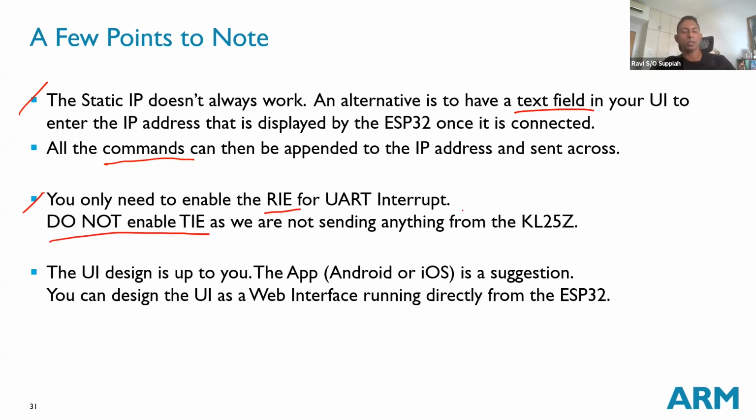Why? Because when you enable transmit interrupt, what happens is the moment your transmit data register is empty, it will immediately trigger the interrupt, which means you're going to be continuously getting triggered by the UART interrupt because your transmit data register is always empty. You're not sending anything out. So that sort of hogs the interrupt, and you are not able to capture the incoming data. All right, so do not enable the TIE.